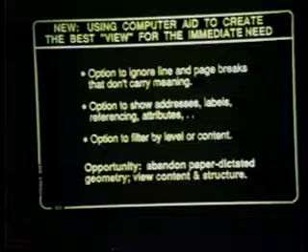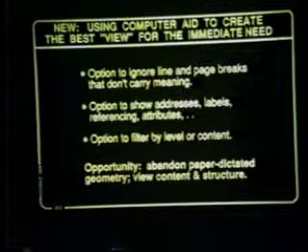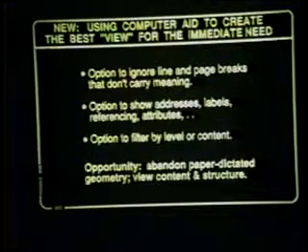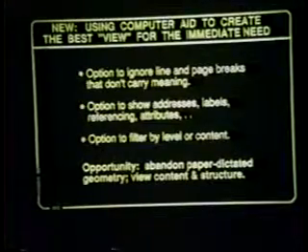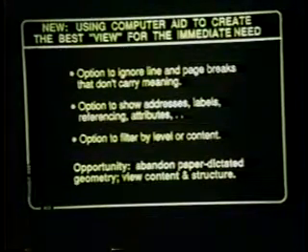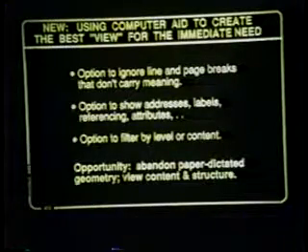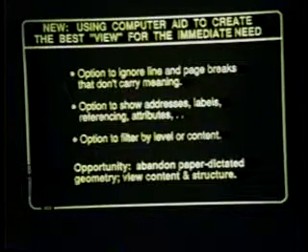So it says, well, look, we've got an option. We could ignore the line and page breaks that don't carry meaning. We have an option to show addresses, labels, referencing attributes, etc., if we wish. We have an option to filter by level or content if we wish. It's an opportunity to abandon the paper-dictated geometry so that we can now view content and structure in flexible new ways. So I thought, boy, that's what we're just doing, is starting to take advantage of what you do in the left hand and modify the right, and do the coevolution and shift your paradigm. So it's important to get things like that started.